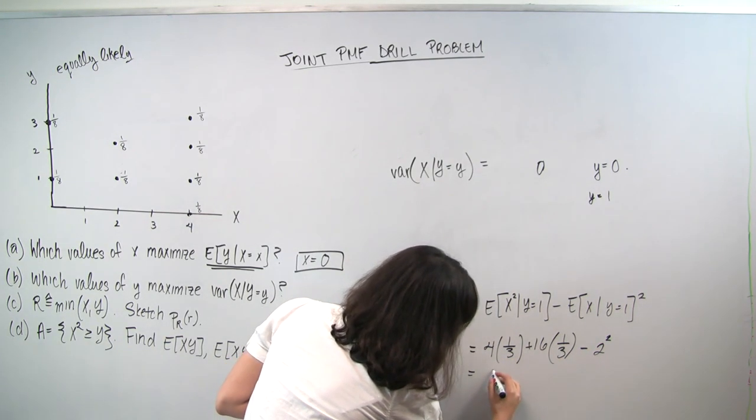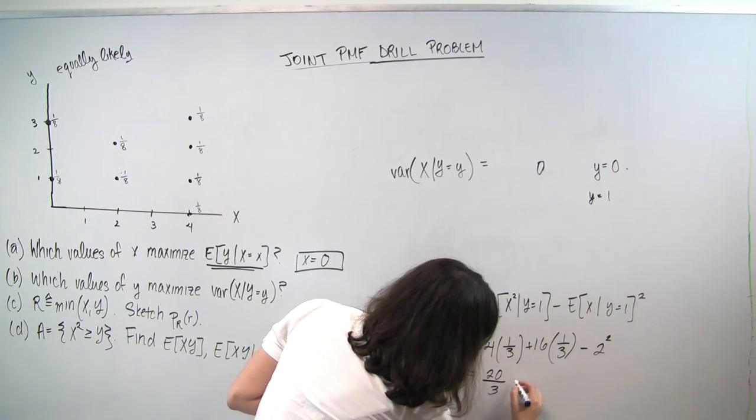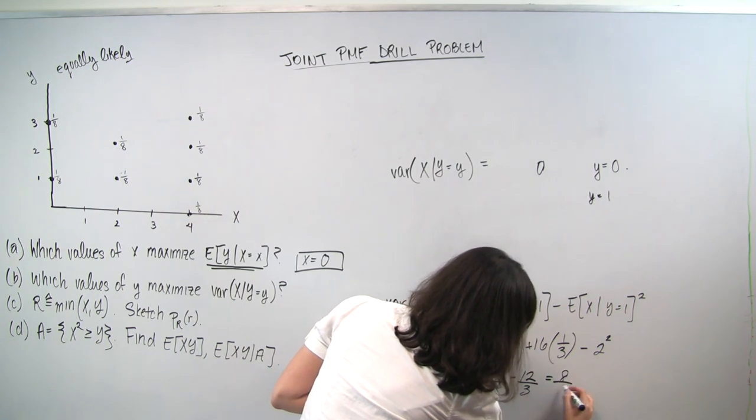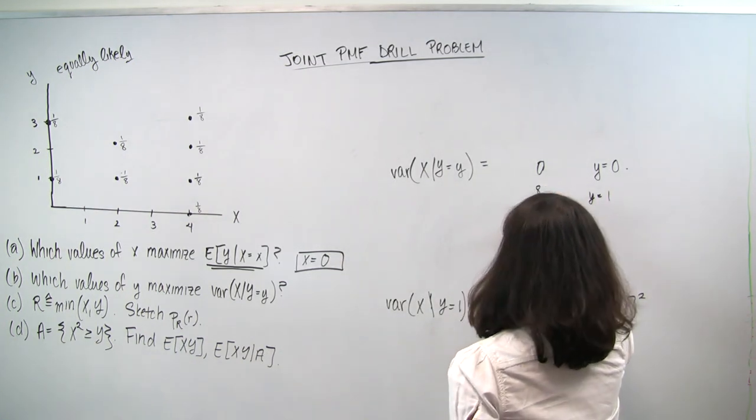So doing this math out, we get 20 over 3 minus 12 over 3, which is equal to 8 over 3, or 8/3. So we'll come back up here and put 8/3.